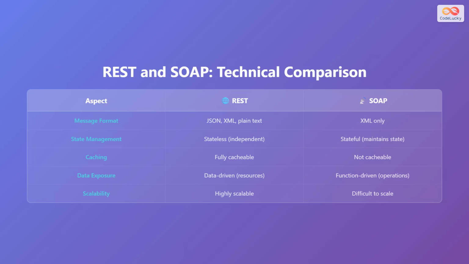For scalability, REST is highly scalable because it is stateless and does not require servers to maintain client state. SOAP is difficult to scale because servers must maintain state for each client, increasing resource requirements.